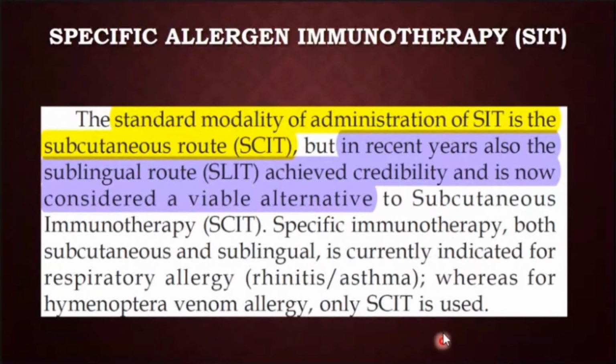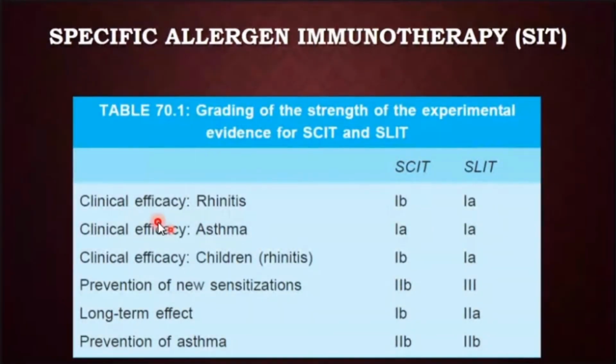So in asthma, both forms of therapy are recommended, whereas in Hymenoptera venom allergy, only SCIT is recommended for treatment. If you see the difference between subcutaneous and sublingual with rhinitis, both of them are equally efficacious. If you understand this grading, this is basically how we grade the level of evidence and the efficacy.